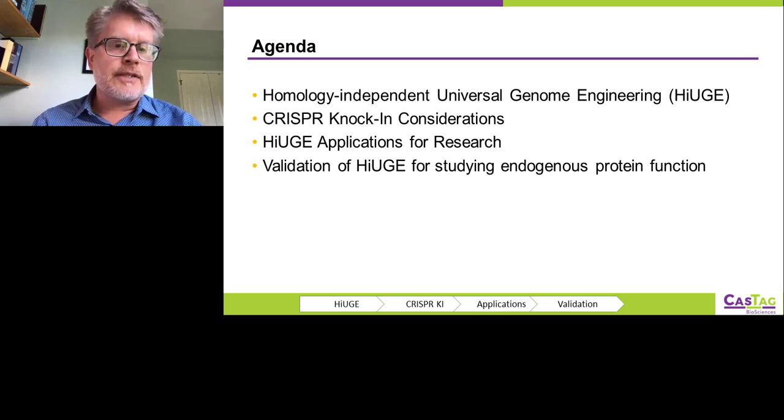I'll next then jump into examples of 7 different applications that are quite diverse as examples of how you can possibly use HiUGE to advance your own research. And then finally, we'll go through some of the validation data, talking about off-targets, efficiencies, cell types, and protein types that this new method can be used for.